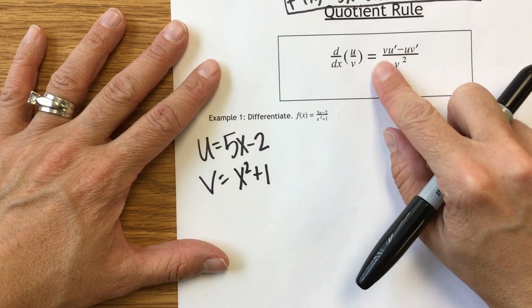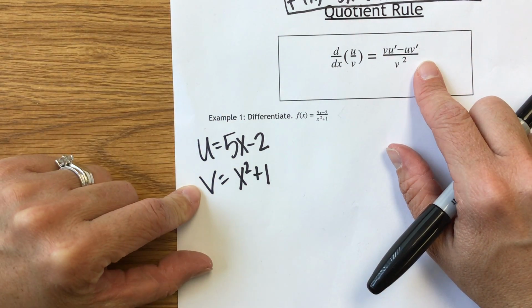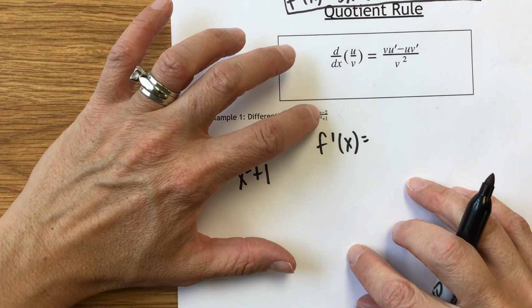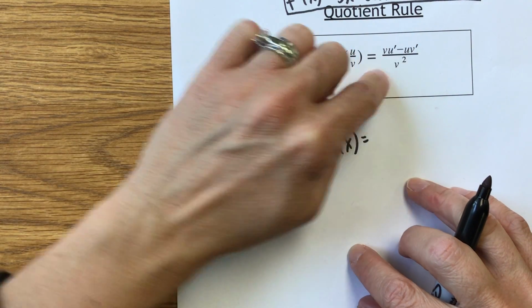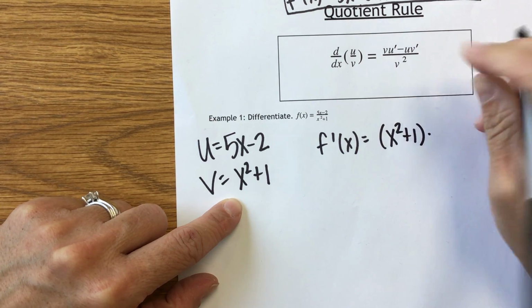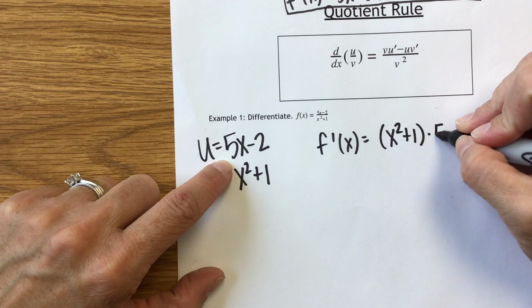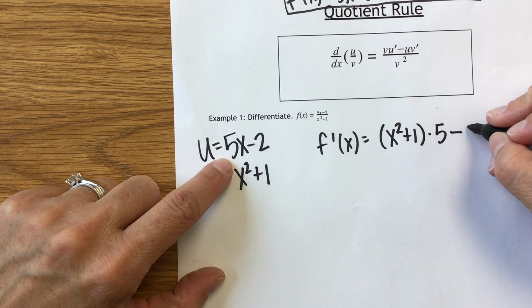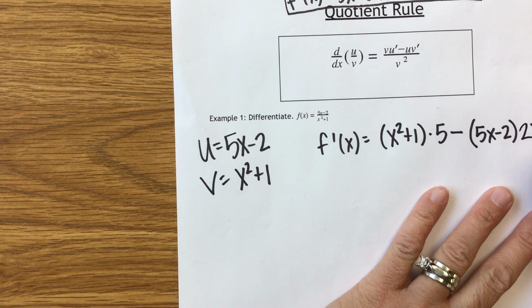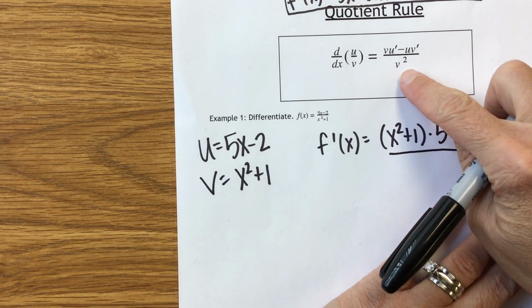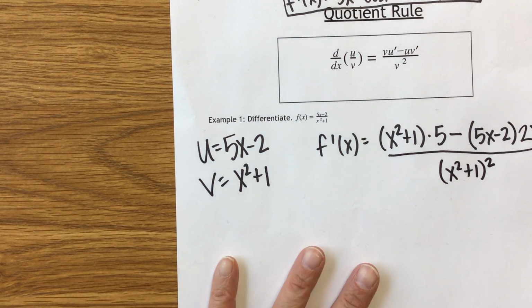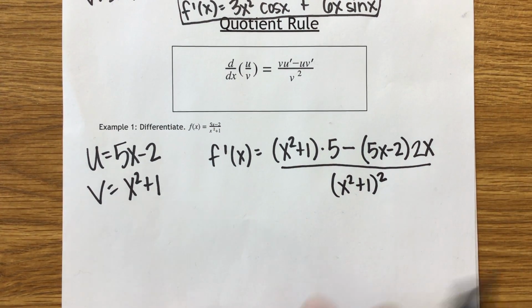Now as you go through the formula, every time you see one of those letters, you know what to write. So f prime of x, which means the derivative of f, the derivative of this is going to be this formula, plugging these things in. So v is x squared plus 1, u prime is 5, minus u is 5x minus 2 times v prime, which is 2x. It's all over v squared, so it's x squared plus 1 squared. Oops, I'm sorry. All right. So this is your derivative.